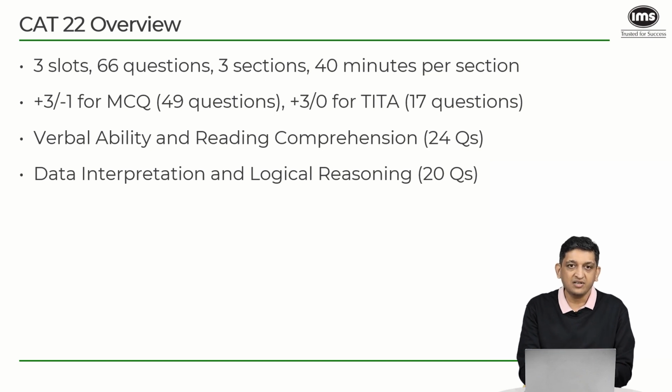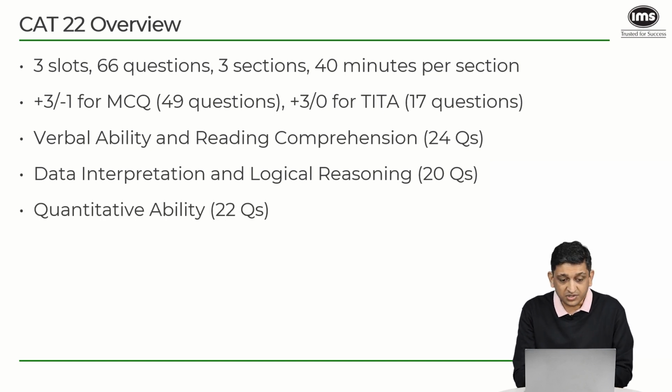Now, in this particular case, data interpretation and logical reasoning might have questions from, say, arrangements, set theory, Venn diagrams, critical path, binary logic, table based, pie chart based, graph based questions, and so on. So all those will constitute these 20 questions that we are talking about in the data interpretation and logical reasoning section.